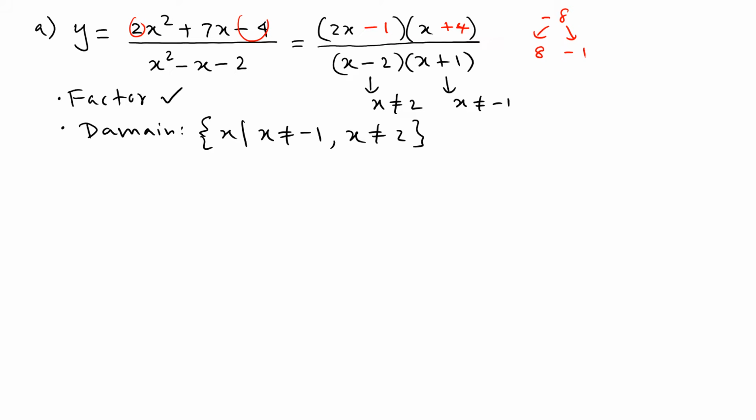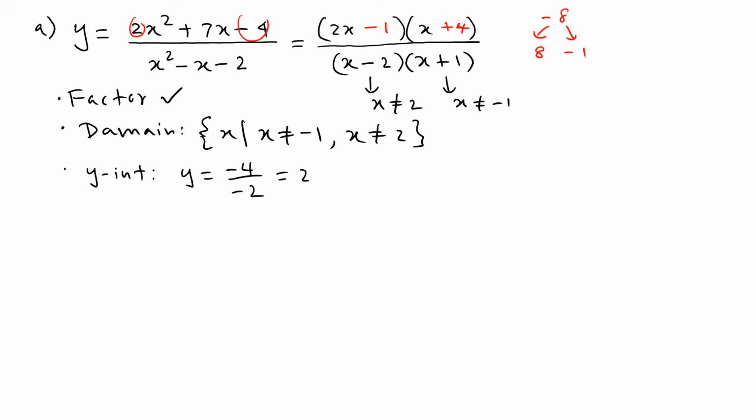And then we're going to find the intercepts. We're going to start with the y-intercept. The y-intercept is when we plug in x equals 0. If you plug in x equals 0 for the top and bottom, you're going to get y equal -4 over -2, which is 2. So that's the y-intercept.